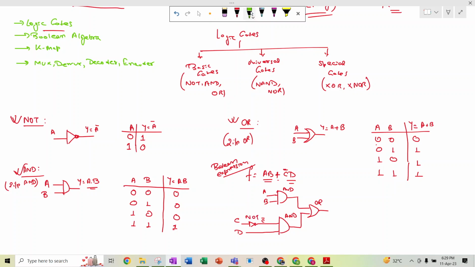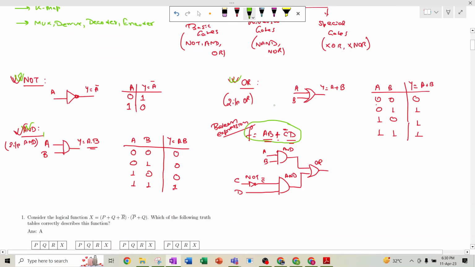So basically, any kind of Boolean expressions or Boolean functions can be implemented by using these three gates: NOT, AND, and OR. So these three are basic gates. That's why they are called the basic gates, because these are the basic logic gates using which we can implement any Boolean expression or any Boolean function. Okay, so this is the first part, and next we'll discuss some universal gates.